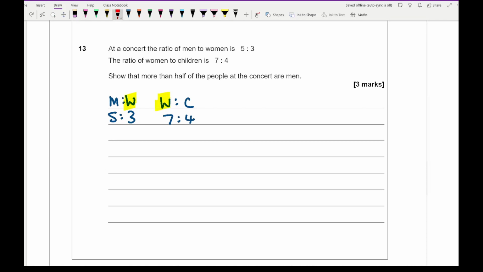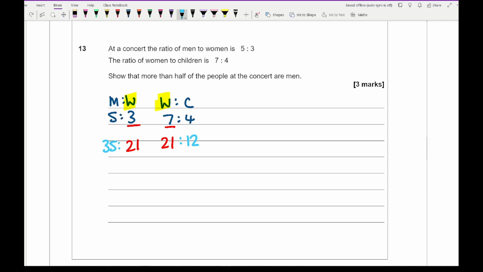Now, in terms of this, we want to try and get these two numbers the same. And what's the common multiple of 3 and 7? Well, it's going to be 21. So if I change those numbers to 21, then the number of children becomes, well, 7 times 3 gives you 21, so 4 times 3 gives you 12. And to get from 3 to 21, you need to multiply by 7. So 5 times 7 is 35.